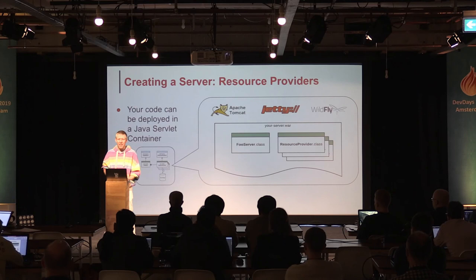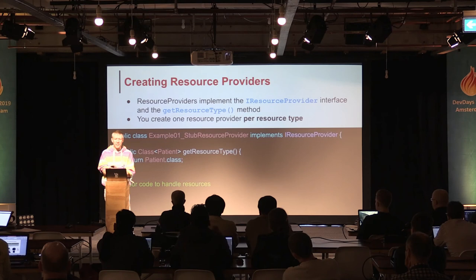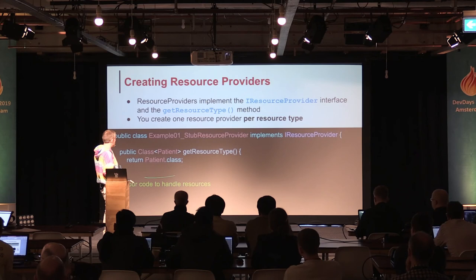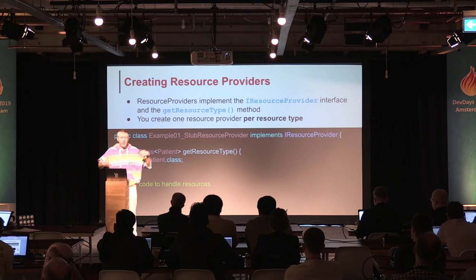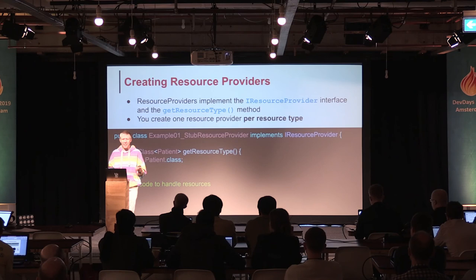A simple example of what these resource providers look like: really the only rule is that they have to implement an interface called IResourceProvider. IResourceProvider has one method on it, and it's the one I'm showing here, and that just declares what resource type your provider is creating. You're going to create a bunch of these resource providers, one for each resource type you're supporting. So if your server supports the Patient and the Encounter resource, then you've got two resource providers, one for each, and they're each going to have this getResourceType.